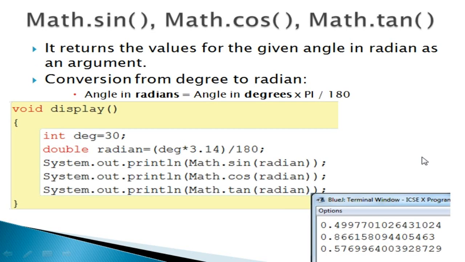Next is Math.sin, cos or tan. Here it takes the given angle in radians as an argument. So from degrees to radians, what is the formula used? Radian is equal to the angle in degrees multiplied by pi divided by 180. You can see I have converted it here. The degree is 30 degrees and the radian is converted like this: degree into 3.14 divided by 180. So you will get the radian value. For this radian value, I have found the sine, cos and tan values. This is the result for these functions.